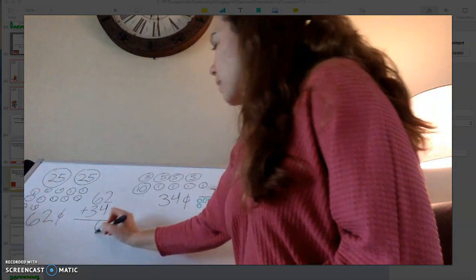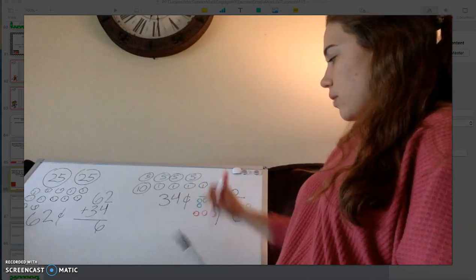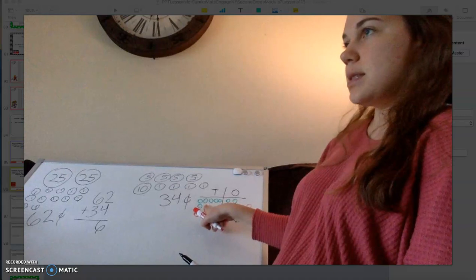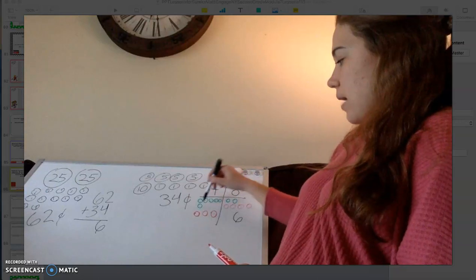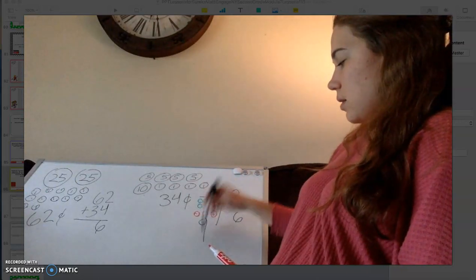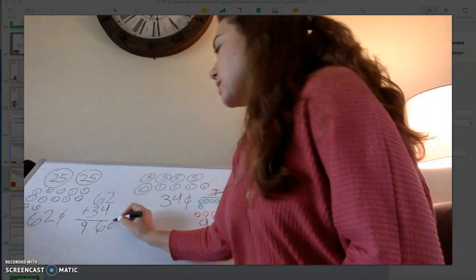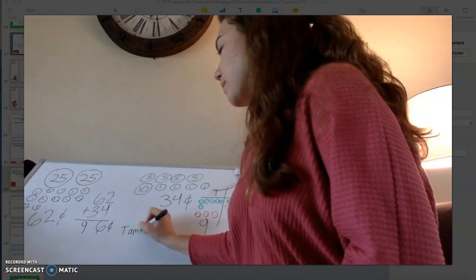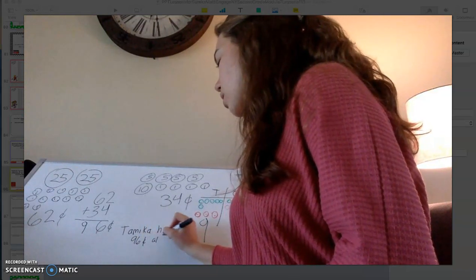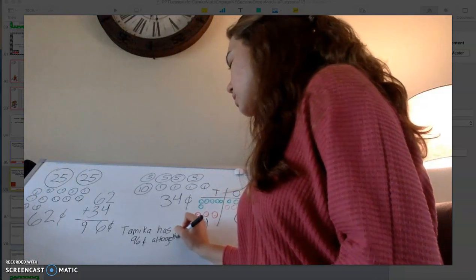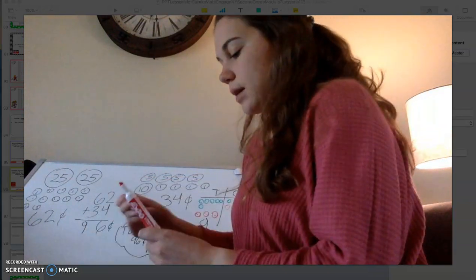Good. Now let's add our tens. So now I need to add 3 more tens. 1, 2, 3 because we're doing 6 plus 3. There's already 6 there, plus 3 more. Let's count. 1, 2, 3, 4, 5, 6, 7, 8, 9. So we have 96 cents altogether. So Tamika has 96 cents all together now. Put a period into the cloud. Very nice work.